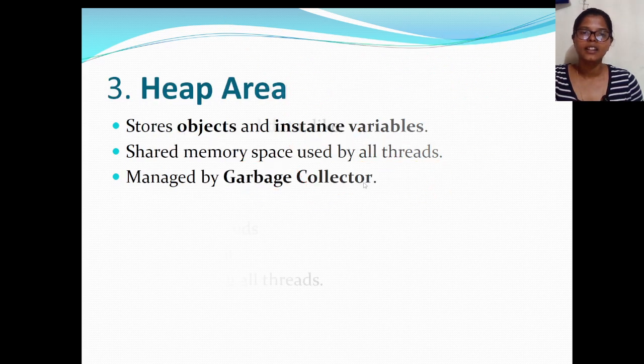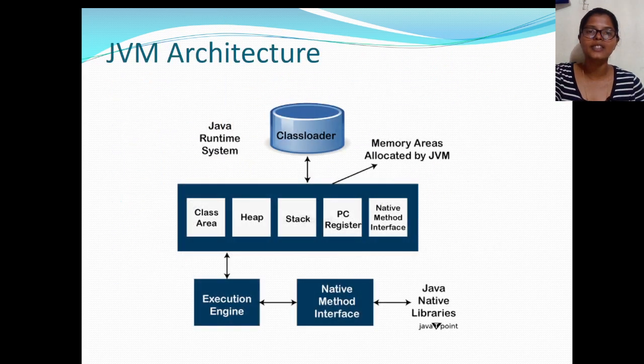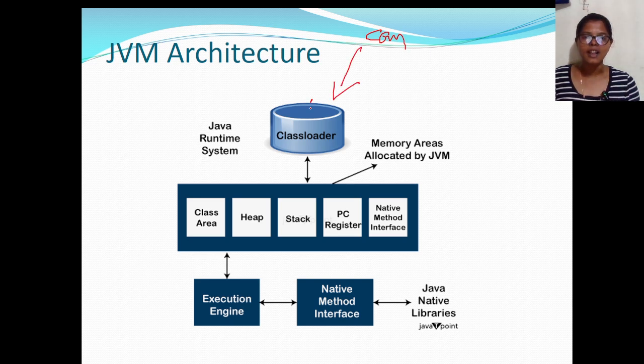Let's have a quick revision of this architecture. JVM is nothing but the engine of a bike. How important the engine is to the bike, in the same way, for a Java program, JVM plays a major role. So what does it do? It loads the .class file, whatever you have converted using the compiler. The .class file will be loaded by the class loader.